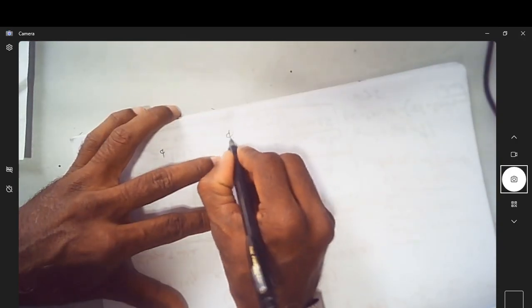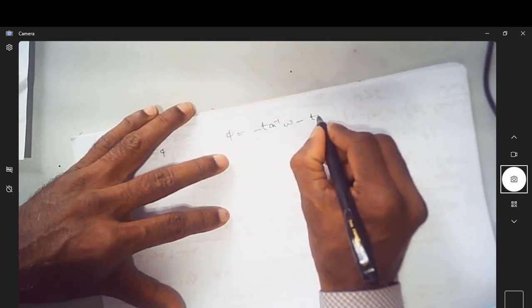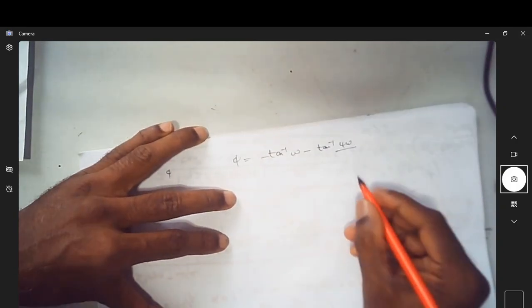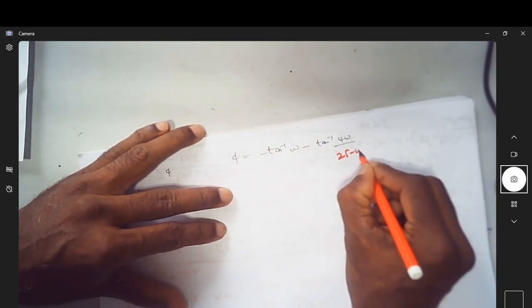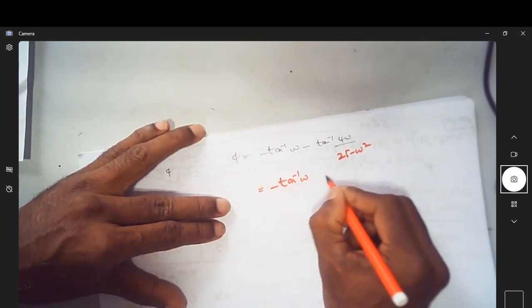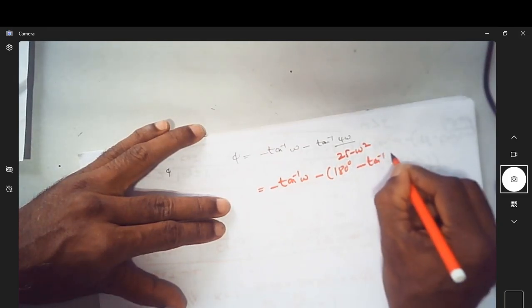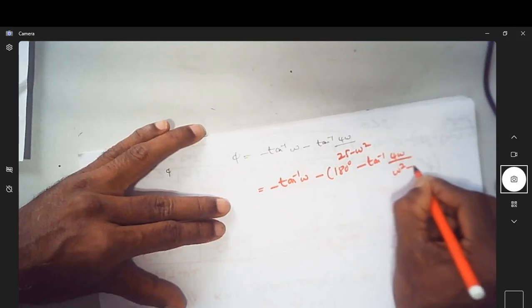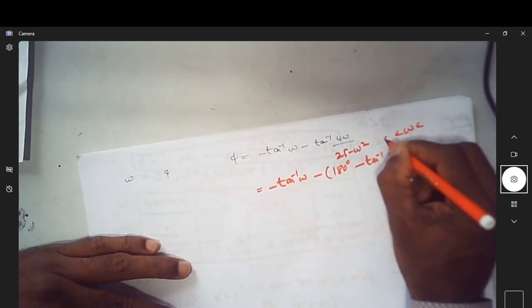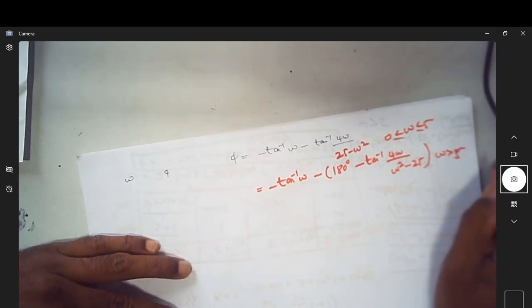You have the phase equation as minus tan inverse of omega minus tan inverse of 4 omega by 25 minus omega square. The other equation is minus tan inverse of omega minus 180 degree minus tan inverse of 4 omega by omega square minus 25. These are the two equations. So this is for values of omega between 0 and 5, and this is for values of omega greater than 5.